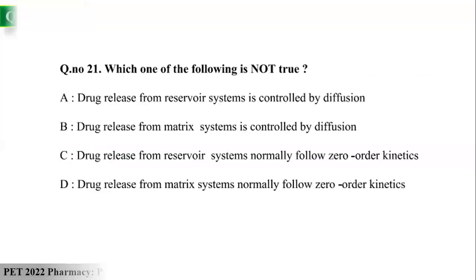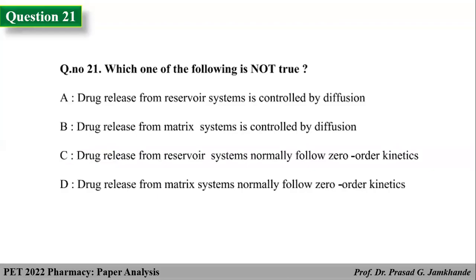Next, which one of the following is not true? We have to identify the false statement among the four statements. Drug release from reservoir system is controlled by diffusion. This is the correct statement. Drug release from matrix system is controlled by diffusion. It is also the correct statement. Drug release from reservoir systems normally follows zero order kinetics.